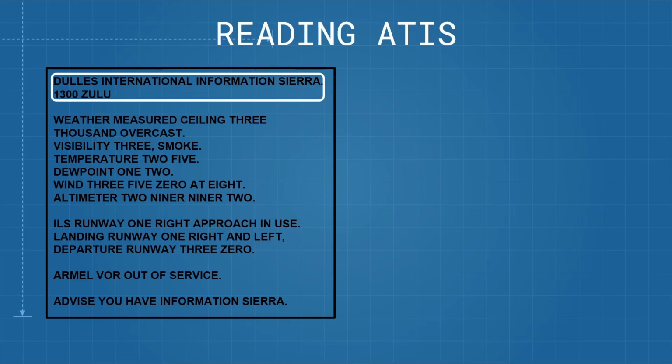This first section is known as the title of the ATIS. It lays out information such as the aerodrome name, given here as Dulles International. It will then give the designator for the ATIS, which is a single letter. In this case, we are on designator S for Sierra.